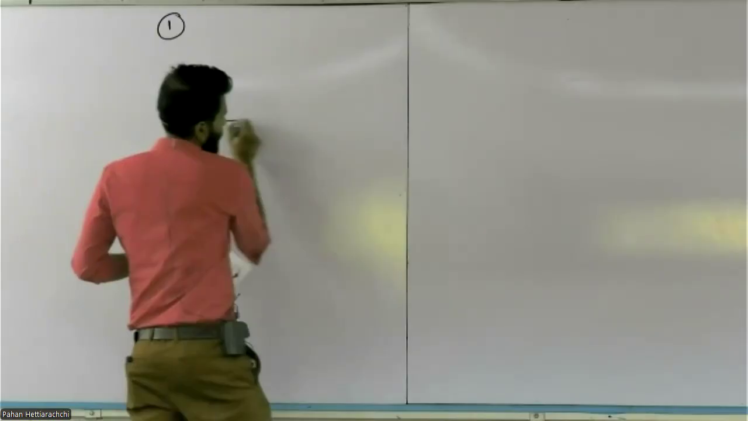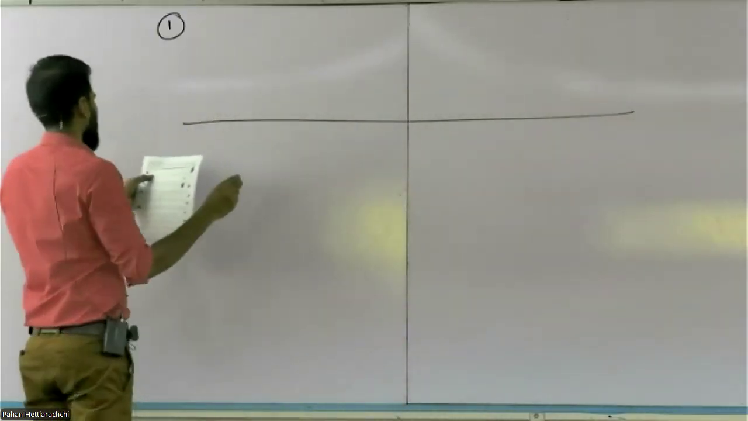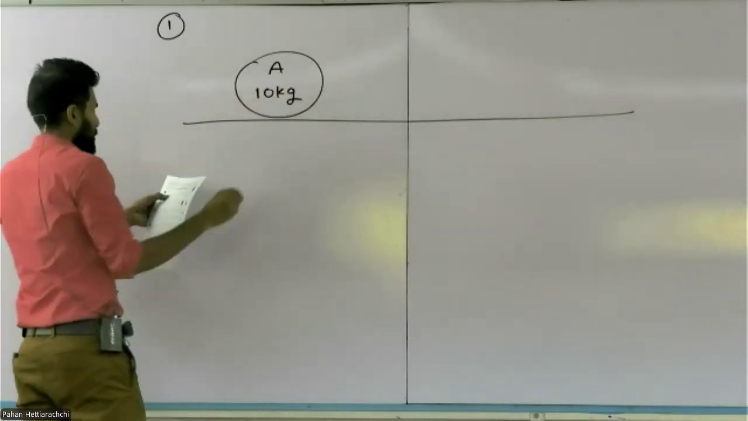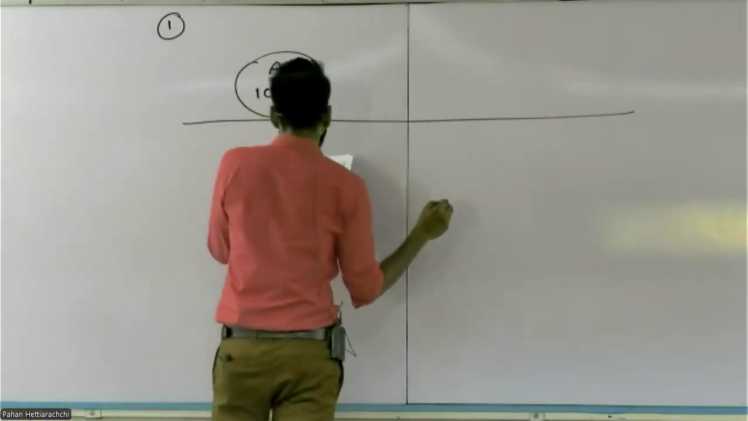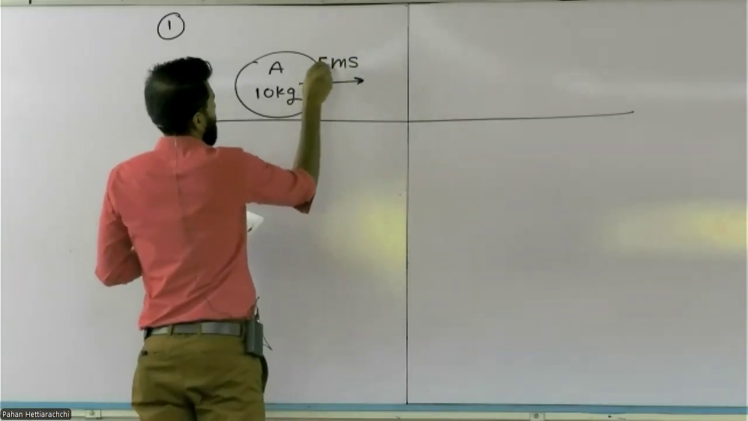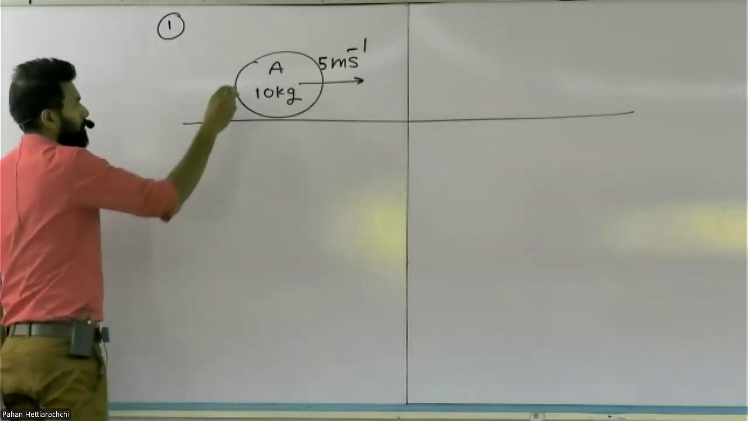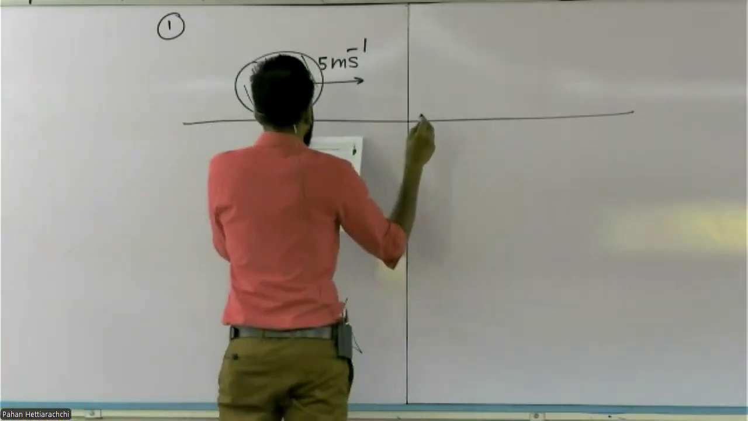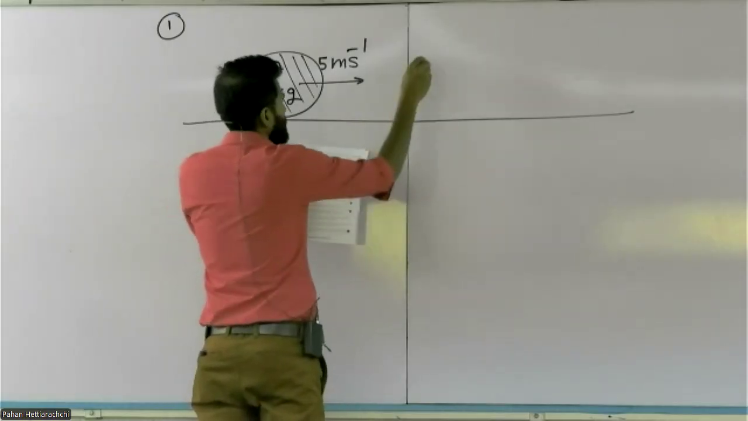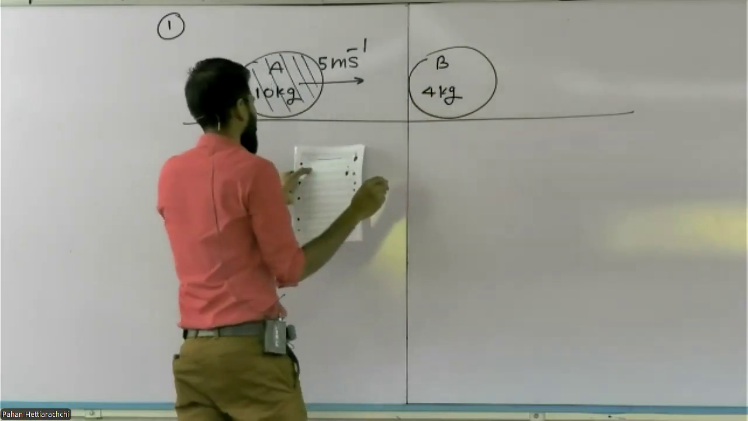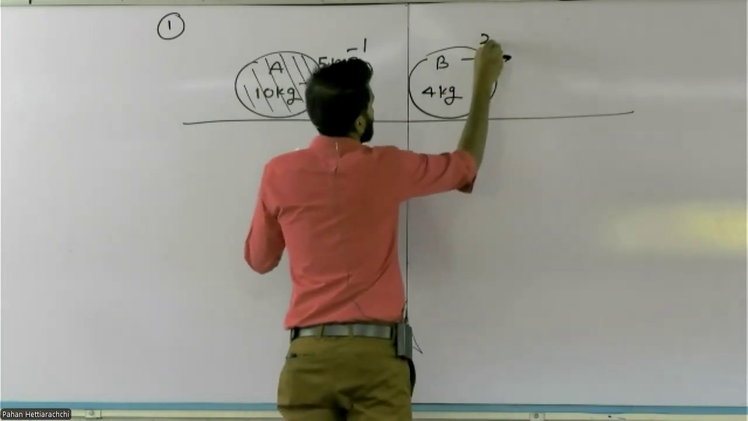Okay. The first question: a body A of mass 10 kg is moving on a smooth horizontal surface with a velocity of 5 meters per second and hits a body B. The weight of the body B is 4 kilograms, and the velocity of it is 2 meters per second.